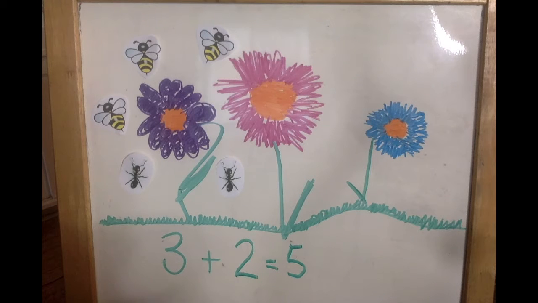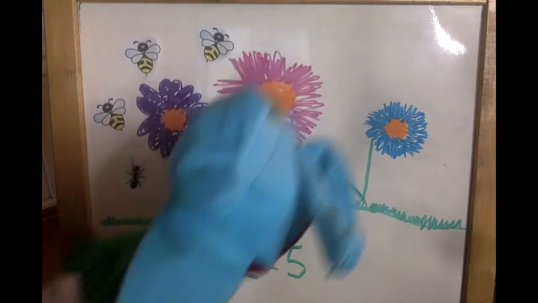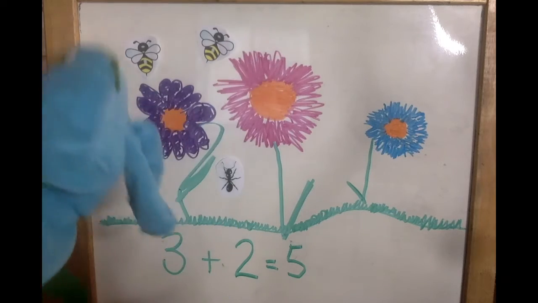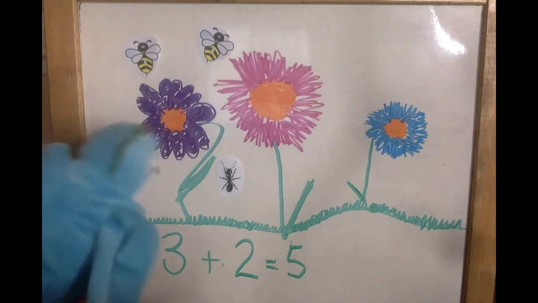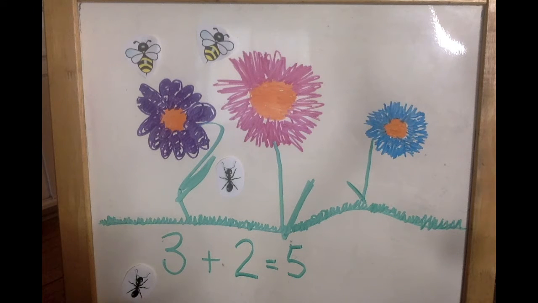But oh no, they're all playing and having fun until a big, scary bird flew in. The bird flew around and around and scared away 1 bee and 1 ant. Oh my goodness, friends. Let's figure out how many bugs I have now.